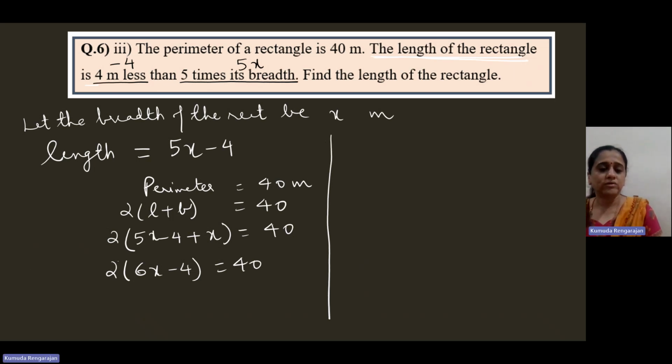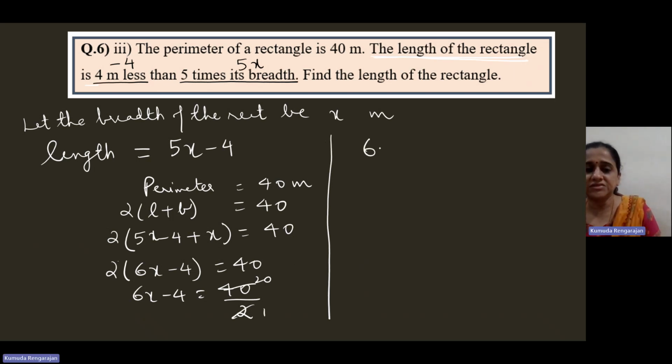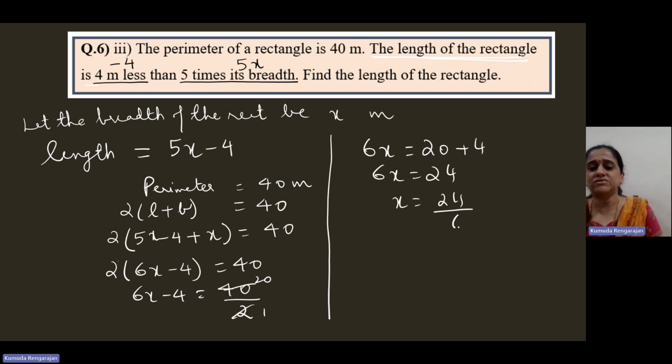So we're going to take 2 to the other side. So it will be 6x minus 4 is equal to 40 divided by 2, correct? So 2 twos are 20. So 6x is equal to, now we'll have to take -4 to the other side, so it will become 20 plus 4. So 6x is equal to 24. X is equal to 24 divided by 6. X is equal to 4. So the length of the rectangle is 4 meters.